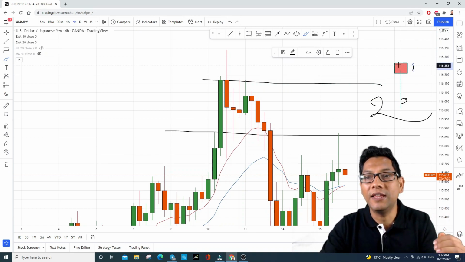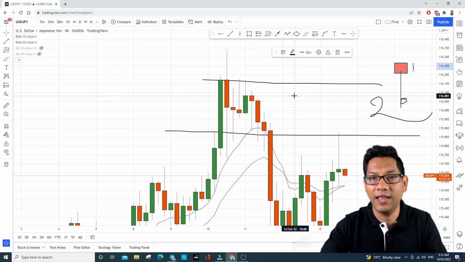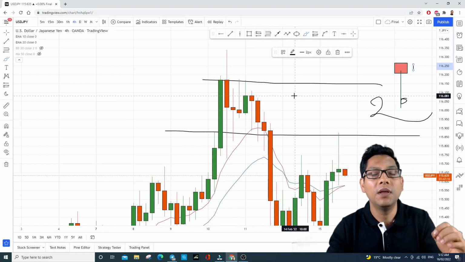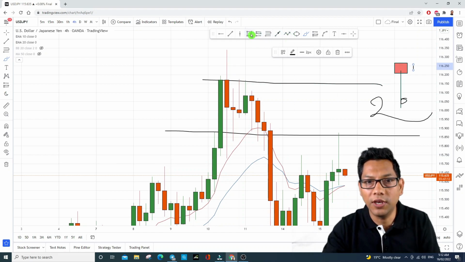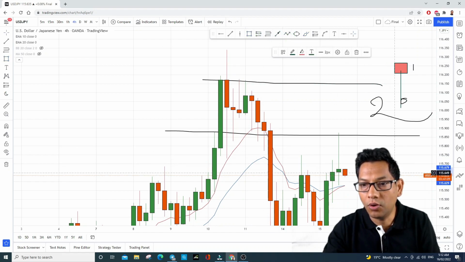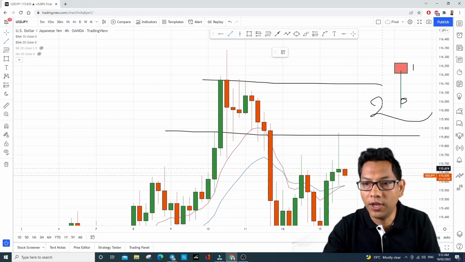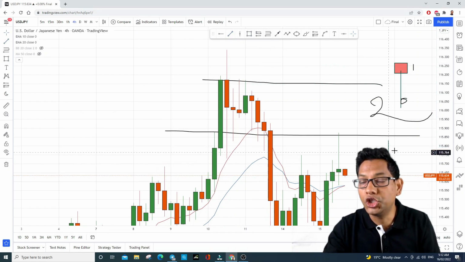Now when it happens on the resistance, like a man hanging on the top, it's called a hanging man. If you invert it, something like this one here, with a long wick at the top, that is what we call a shooting star.